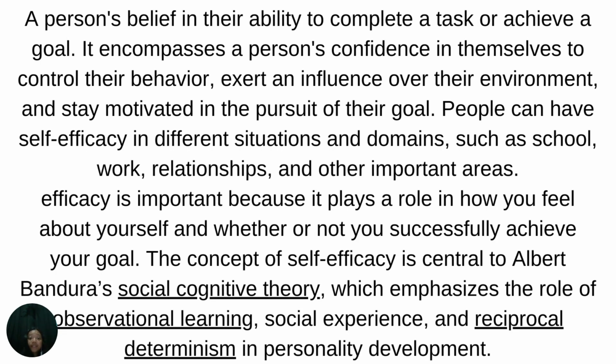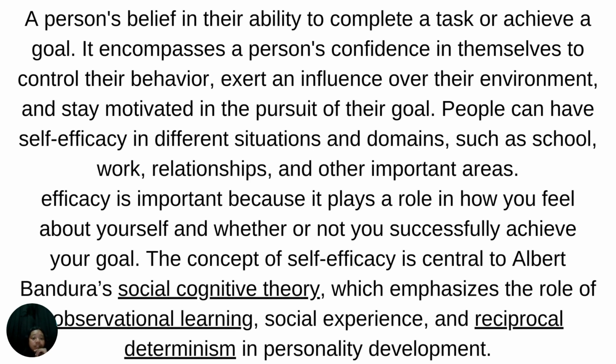It is also a person's belief in their ability to complete a task or achieve a goal. It encompasses a person's confidence in themselves to control their behavior, exert an influence over their environment, and stay motivated in the pursuit of their goal. People can have self-efficacy in different situations and domains such as school, work, relationships, and other important areas.